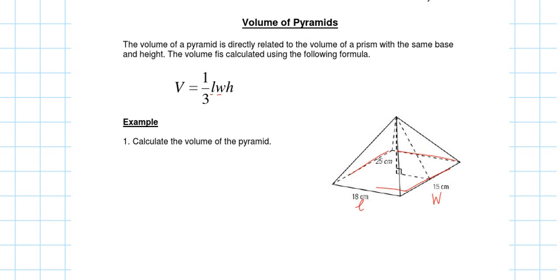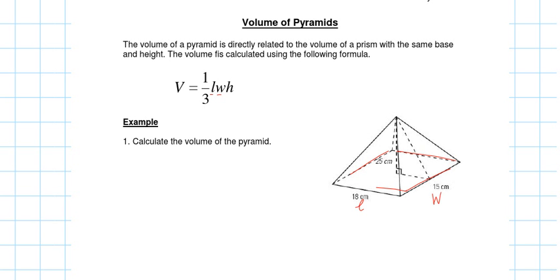So if I have this pyramid right here, the height of the pyramid goes from the tip perpendicularly down to the base. You have to be careful of the height and make sure that what's given to you is the actual height of the pyramid. Otherwise, you're going to have to find it. So are we okay with that?